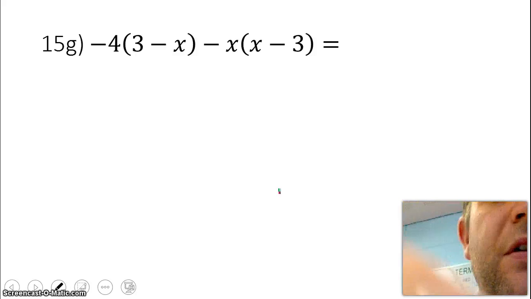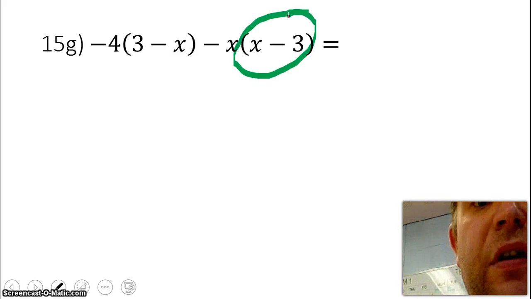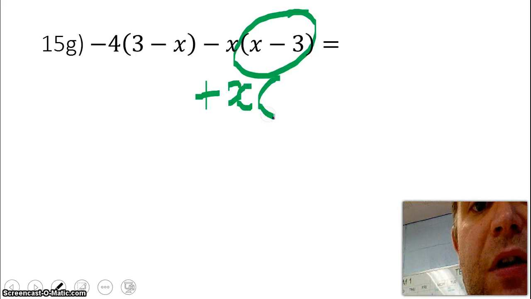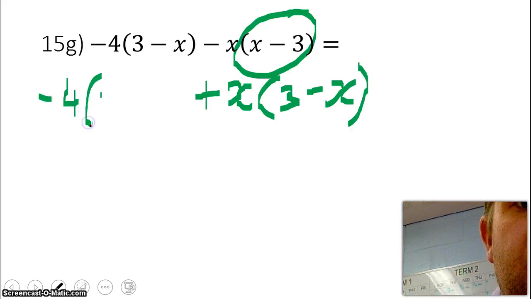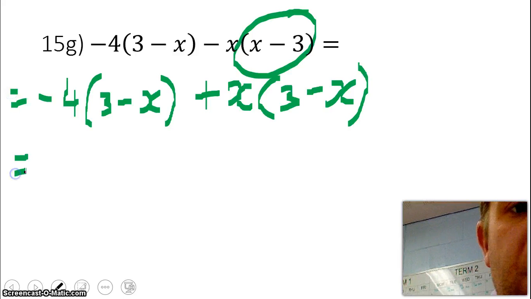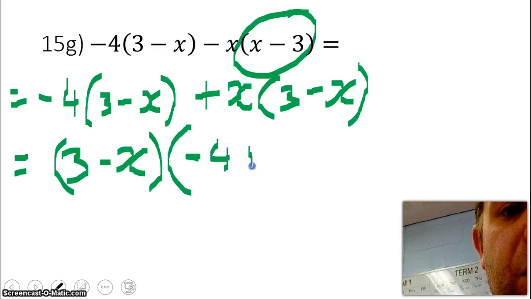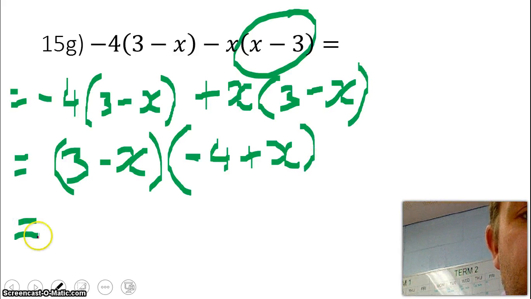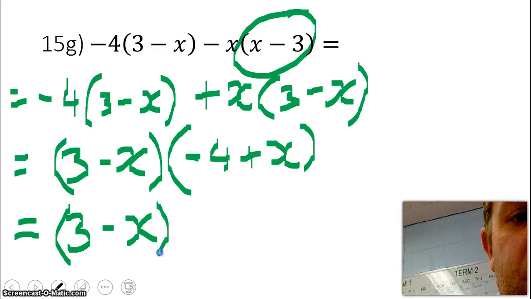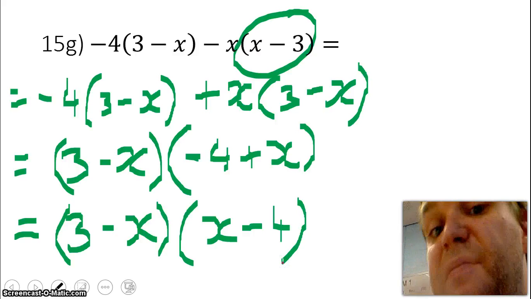And next one, same kind of idea. So we're going to change this one here around to a positive, or we're going to multiply by -1, so we're going to change this to a positive x, and we're going to change the signs in each of these, so we get 3 minus x. So now that we've done that, we pull our common factor out, 3 minus x, and we collect up whatever's left over. So we've got -4 plus x. And you'll usually see this written as 3 minus x, x minus 4, just because having a leading negative, it's easier if we don't.